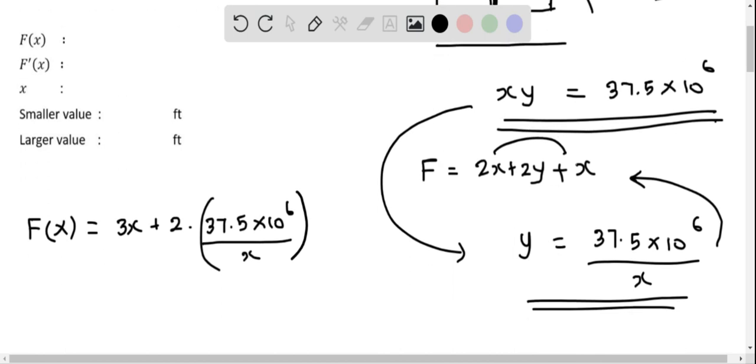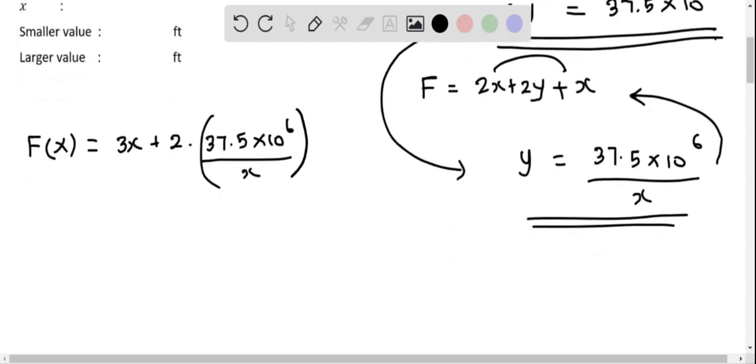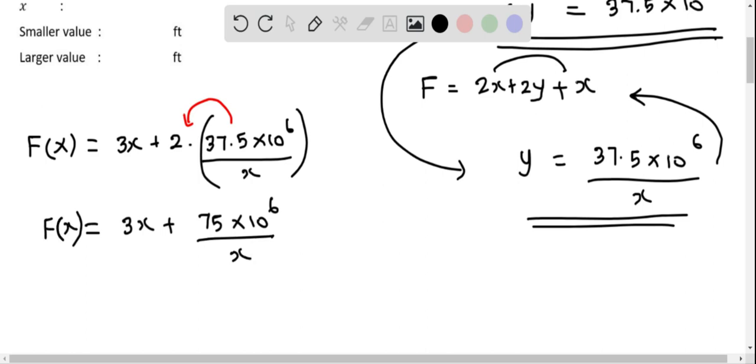You should be very careful with the units, because the area is in million square feet, and the lengths are in just feet. That is why we have to represent the million as 10 power 6. Now let's simplify this. This is equal to 3x plus, I can multiply this 37.5 with this 2, which is equal to 75. So this becomes 75 times 10 power 6 divided by x. So we finally got the expression for f of x.